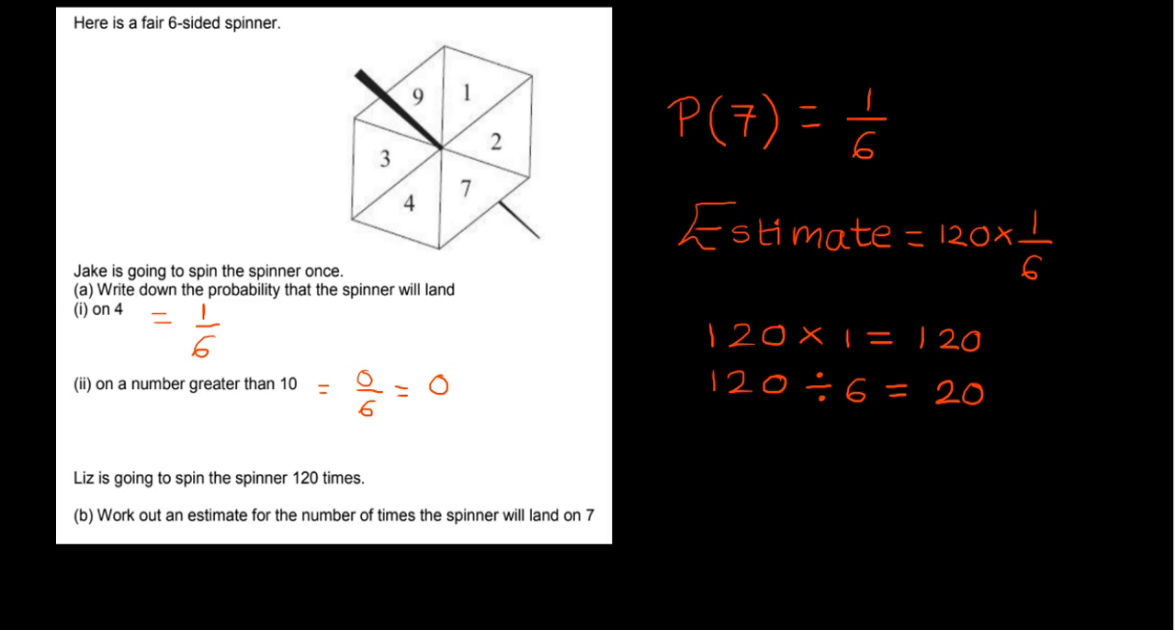So this is going to be an estimate of the number of times the spinner will land on 7. It's only an estimate, it's not the exact number of times that it will land. It could land more, it could land less, but based on this probability, this is the estimate.